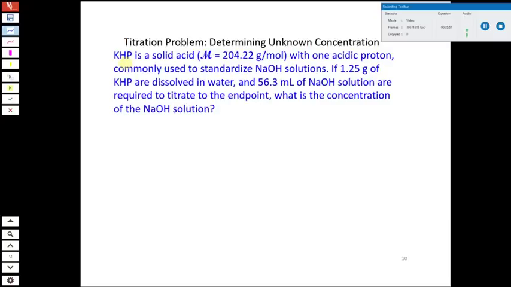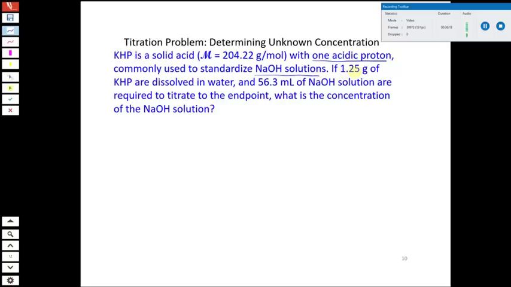Okay? So one way to do that, the way we commonly do it in the lab, is use an acid called KHP, which is nice and convenient. We can weigh it out as a solid. So KHP is an acid with one acidic proton, and it's commonly used to standardize NaOH solutions. So standardize means to determine the concentration or molarity of.